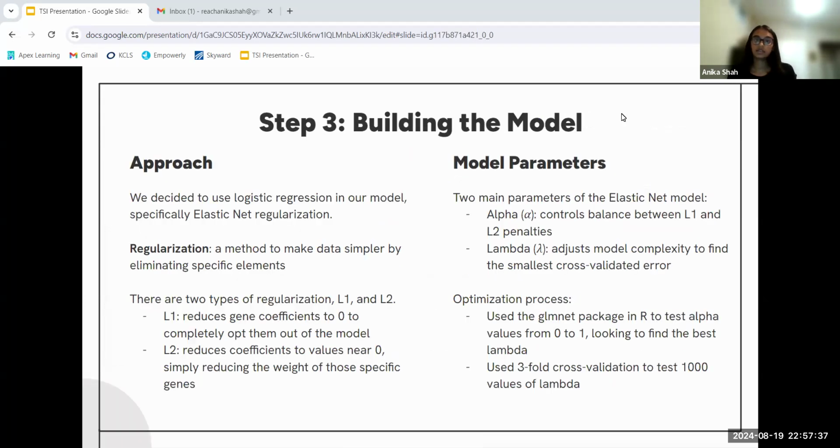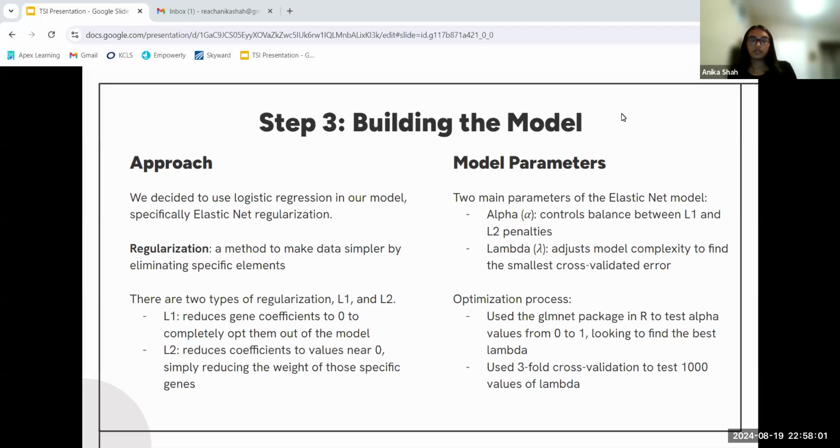Given the complex nature of our data, we decided to implement elastic net regularization in our model. Regularization is a technique designed to make data simpler by eliminating elements that have no predictive value. There are two types of regularization, L1 and L2. The elastic net model is a combination of both that requires two parameters, alpha and lambda.